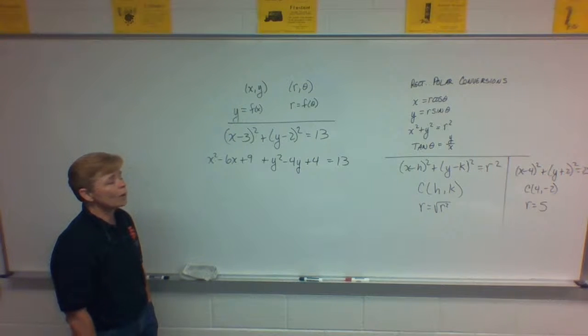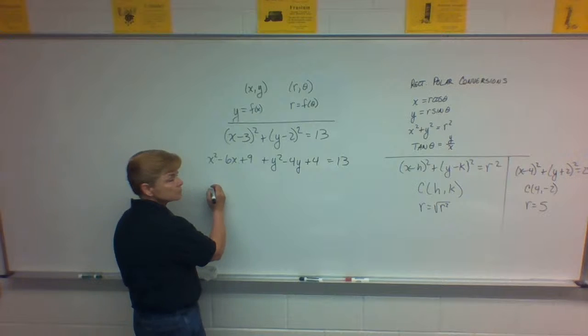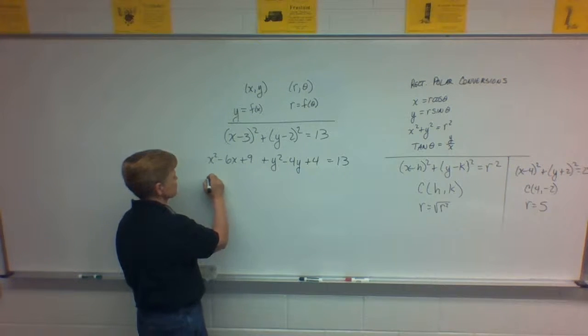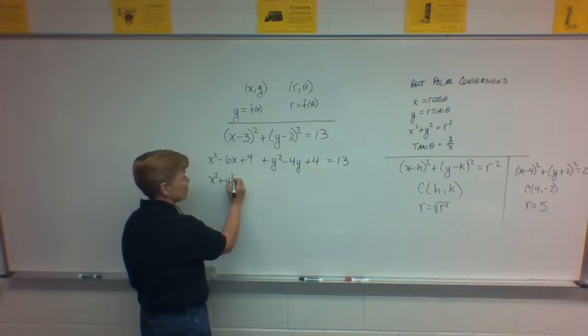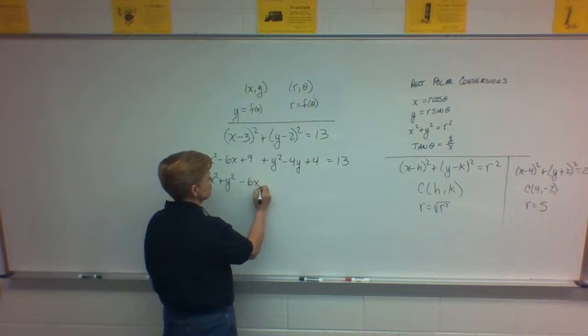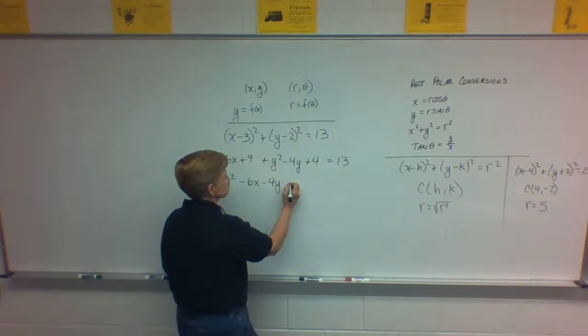Now what? Combine like terms. The 9 and the 4 add up to 13. So we have X squared minus 6x plus 13, and minus 4y. Oh, minus 6x minus 4y equals 0.